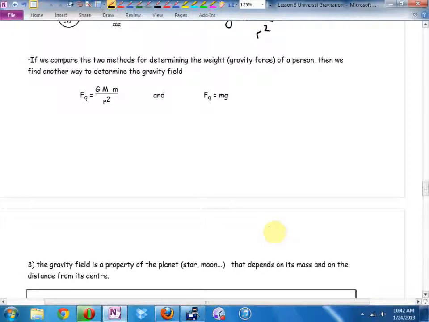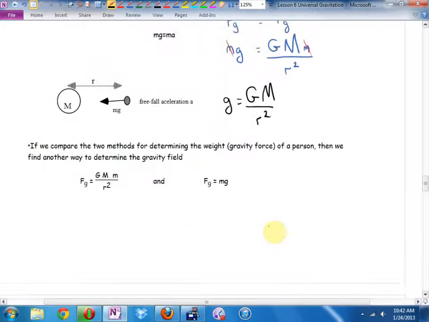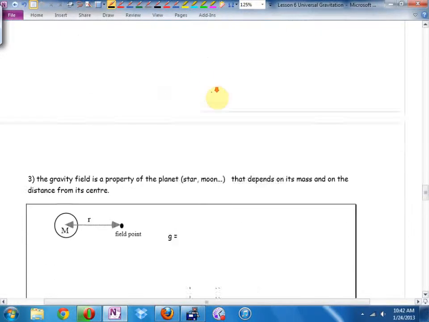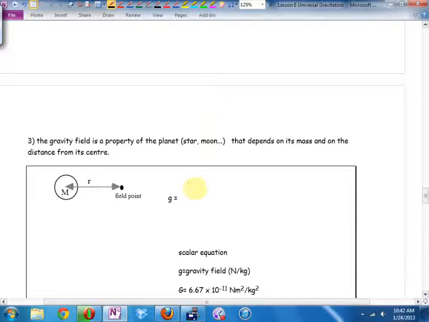So, if we compare these two methods, we find another way to determine the gravity field. Gravitational field strength, let's write this. Gravitational field strength is g equals big G, big M over R squared.